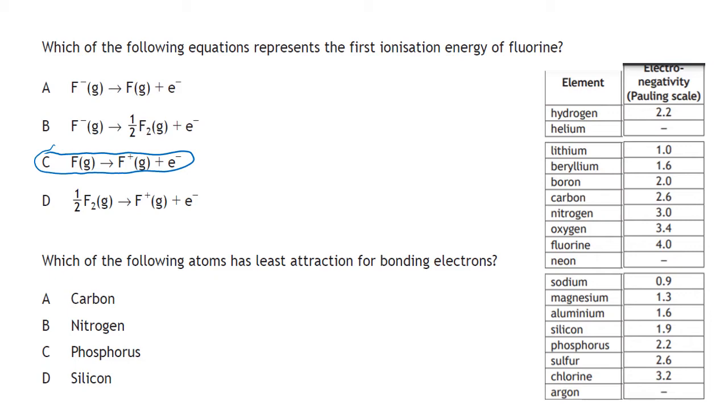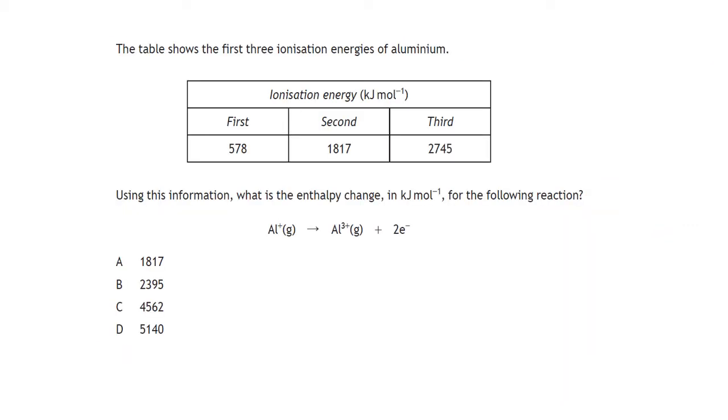So carbon has 2.6. Nitrogen has 3.0, so it's definitely not correct. Phosphorus is 2.2, so it's the lowest so far, which means we can rule out carbon. And the final one is silicon. Silicon is 1.9, that's our lowest one. So that means silicon is our one with the least attraction to bonding electrons.